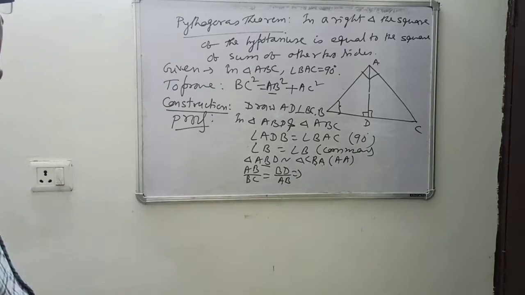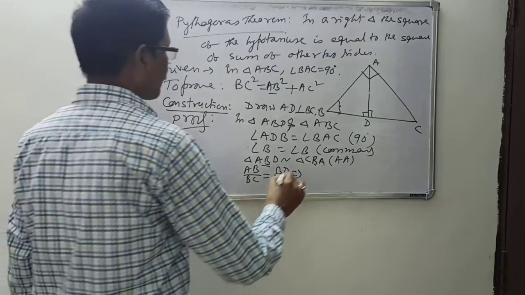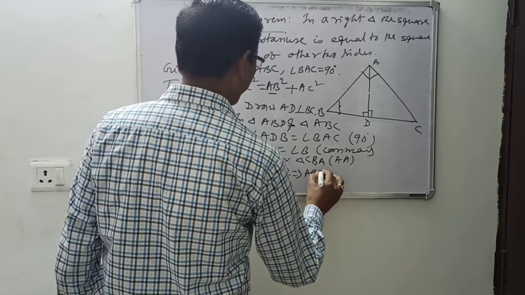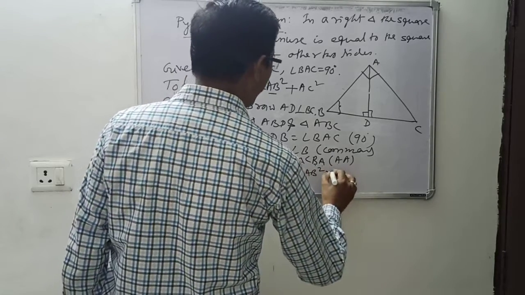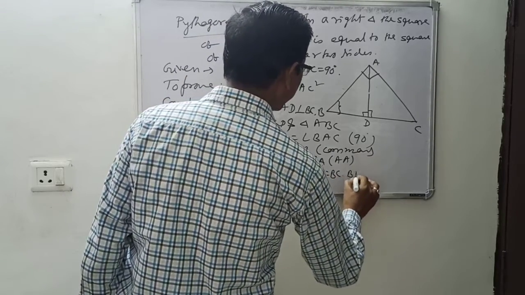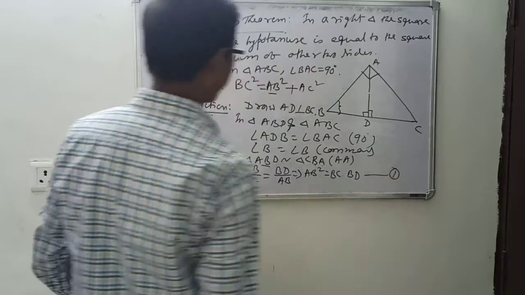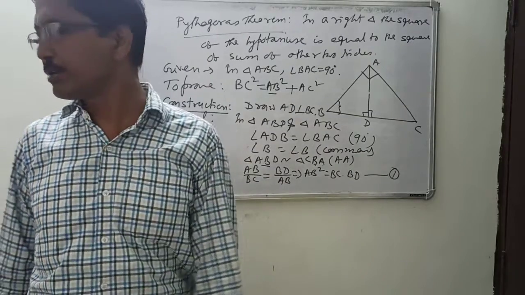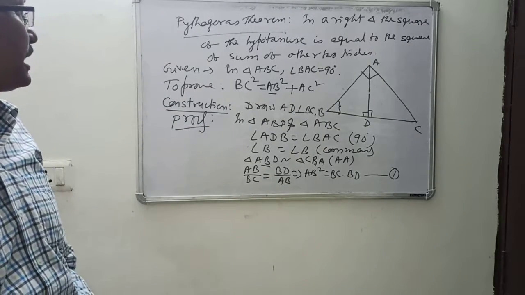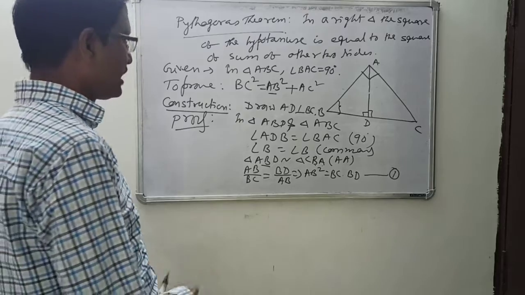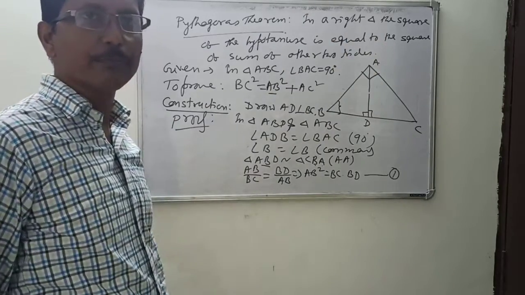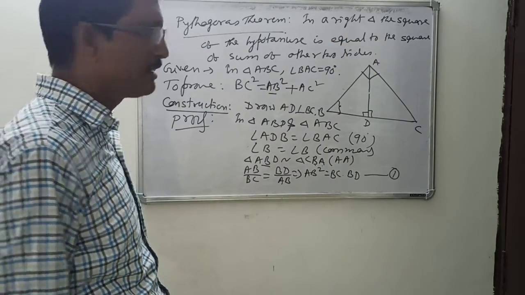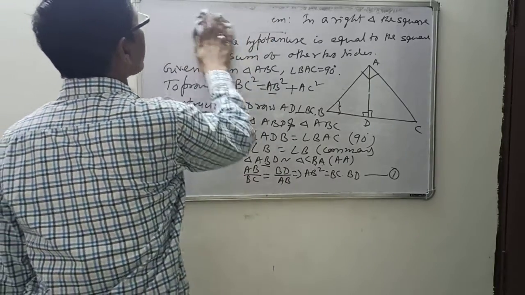So what you are getting is: AB square is equal to BC into BD. That is result number one. From these two triangles you got AB square equal to that. By the same process, you can take AC. There also you can prove it easily, so similarly we are writing it.